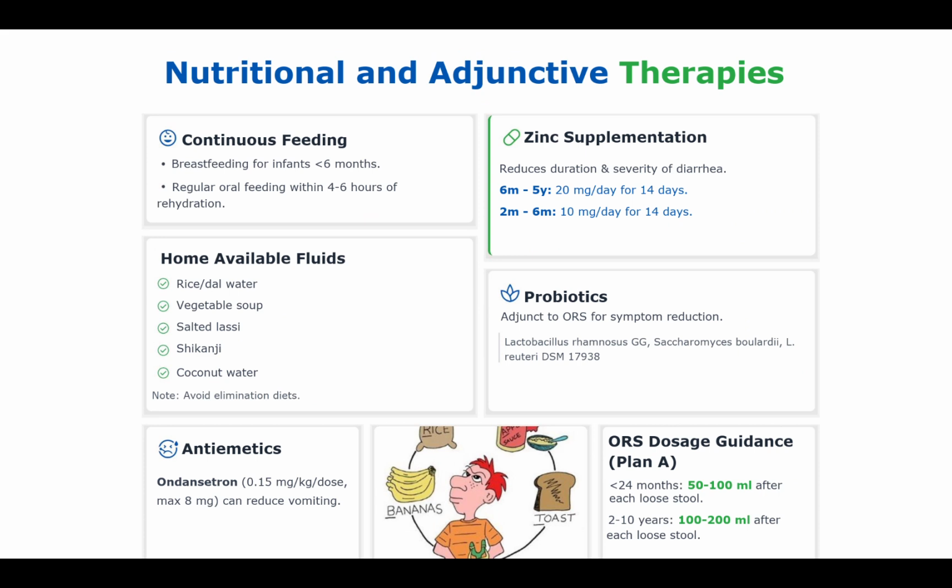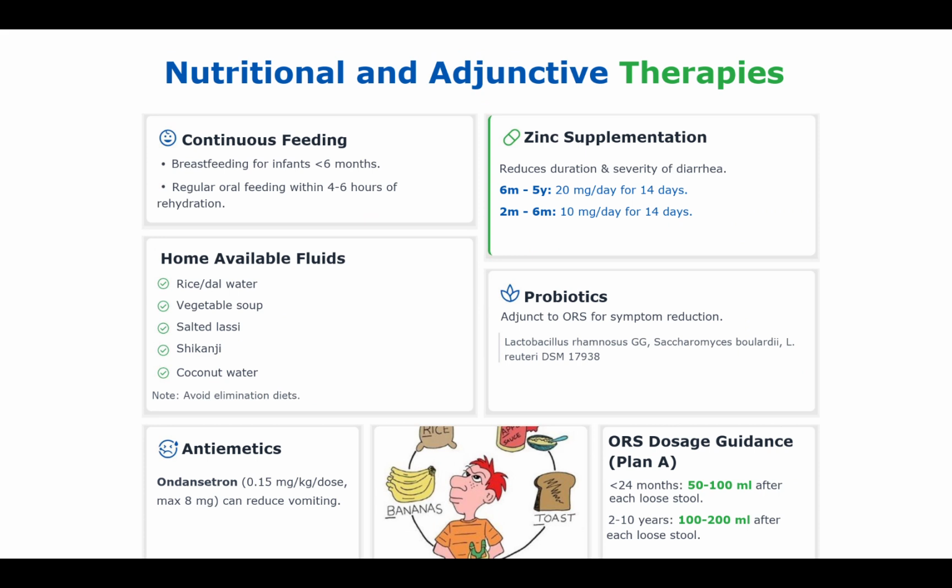Secondly, safe home available foods can supplement ORS. These include preparations like rice or dal water, vegetable soup, salted lassi, sikanji, and coconut water. Plain water can also be given in between. It is important to avoid restrictive elimination diets as they often do more harm than good.